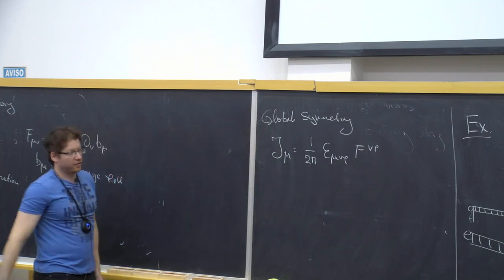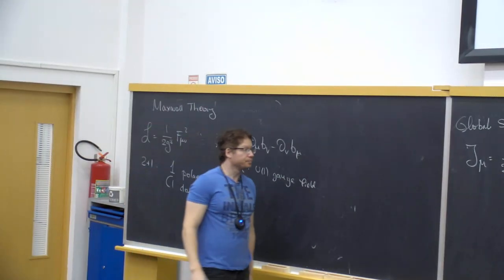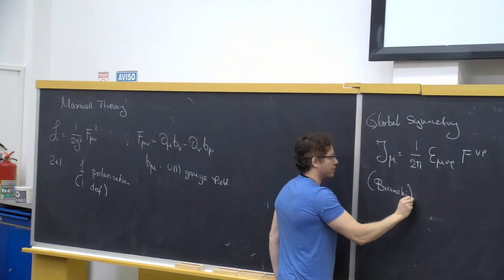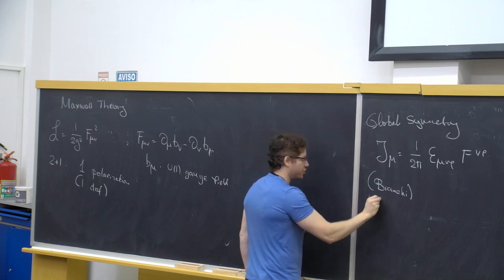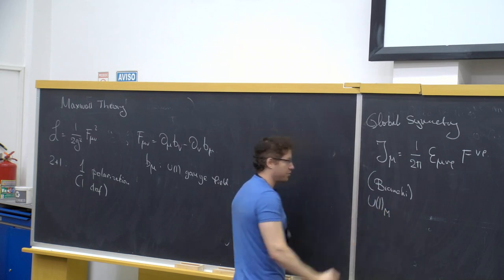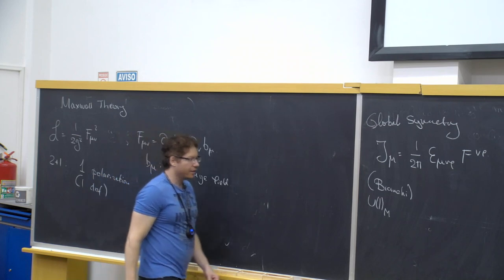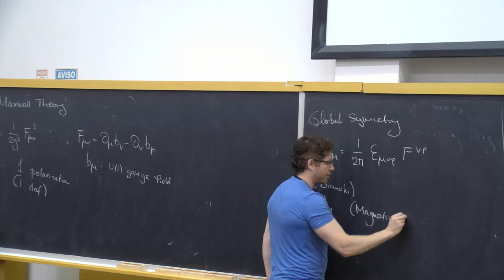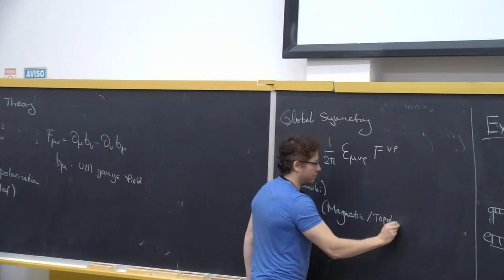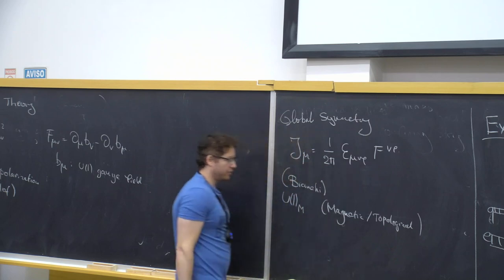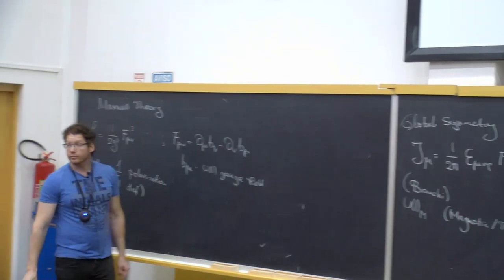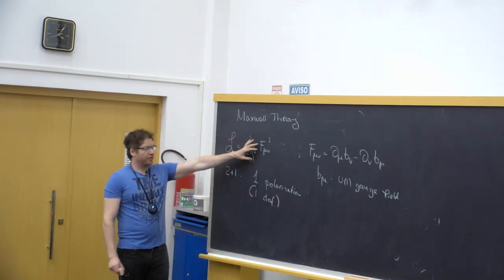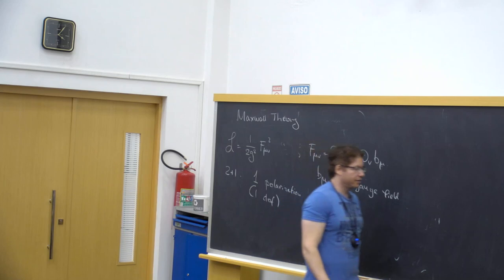And this current is conserved by virtue of the Bianchi identity. So this is conserved because of the Bianchi identity. And in the literature, this leads to a U(1) symmetry, which is called either U(1) magnetic or U(1) topological. These are the two names that people use to refer to this U(1) symmetry. And so when we discuss the local operators in this theory, there are local operators that carry this charge.